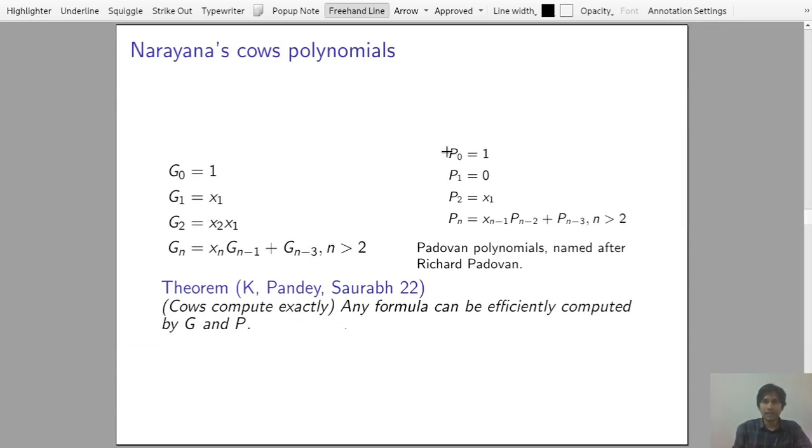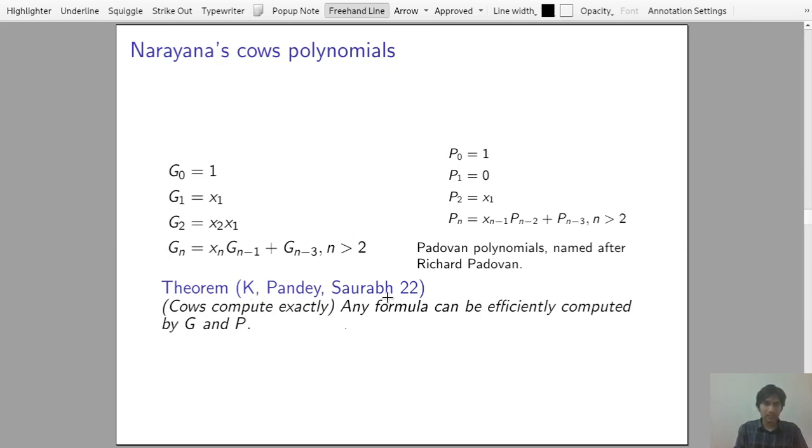One can also define this related sequence of polynomials: P0 is 1, P1 is 0, P2 is x1, and Pn is xn-1 Pn-2 plus Pn-3. So this is a recurrence where the nth term depends on the n-2 and n-3 terms. This family of polynomials comes from a sequence of numbers which is called the Padovan sequence, so we call these the Padovan polynomials, named after Richard Padovan.